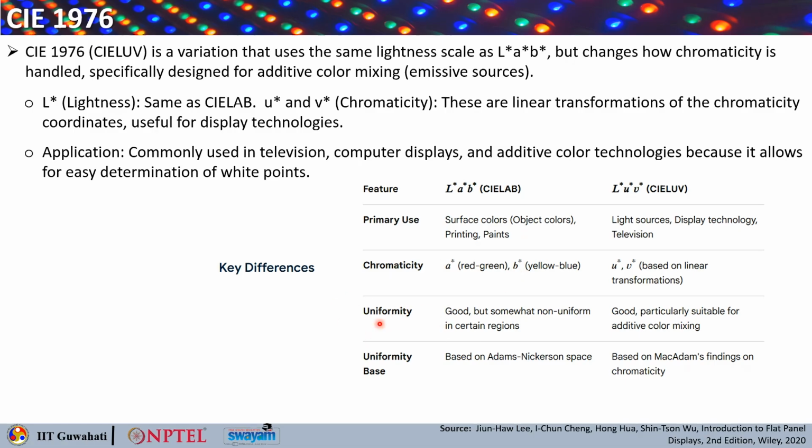Now, how about the uniformity? This scheme is good, but somewhat non-uniform in certain ranges. However, CIE LUV is particularly suitable for additive color mixing. For uniformity, these are based on the Adams-Nickerson space, and on MacAdam's findings for chromaticity. This is not that important right now. So, you can understand the basic comparison between the two schemes.